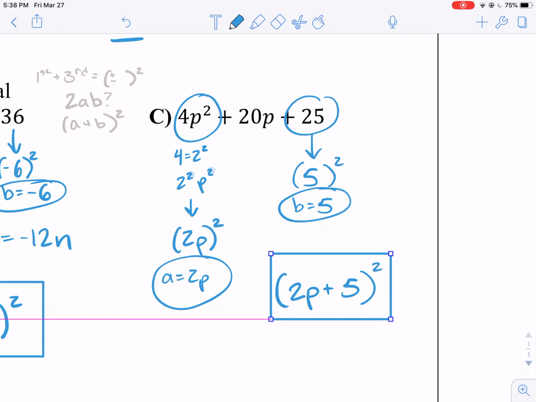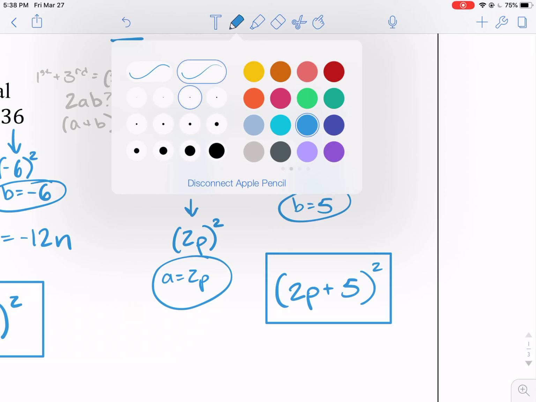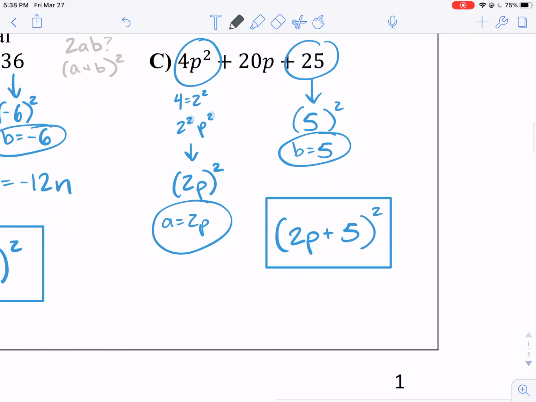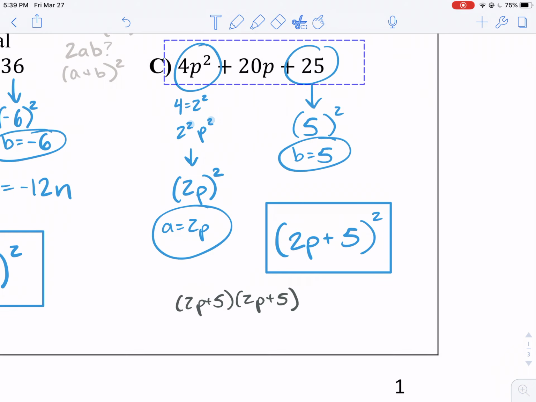Now what if we're not sure we're right? How can we check our work? I'm so glad you asked. What a brilliant question. Well, we can check our work by squaring 2p plus 5. Is it true that 2p plus 5 times 2p plus 5 equals 4p squared plus 20p plus 25? Let's find out.